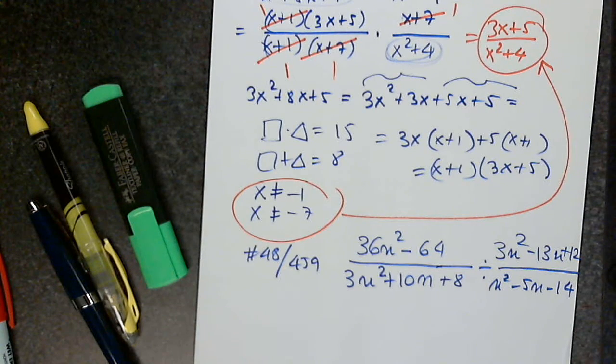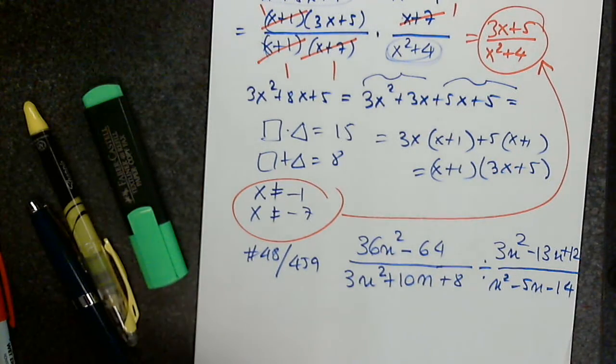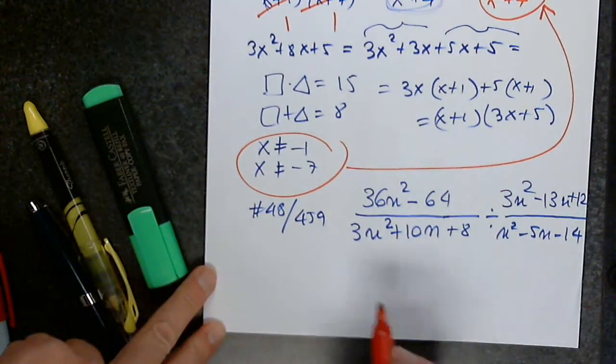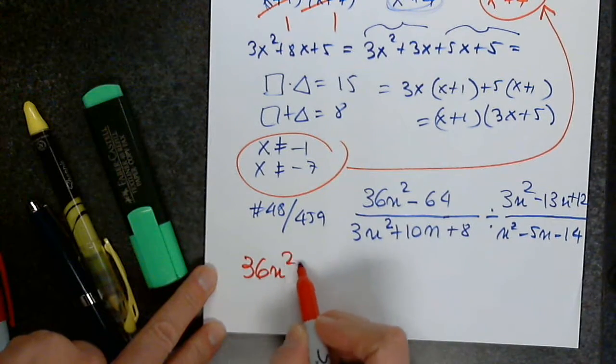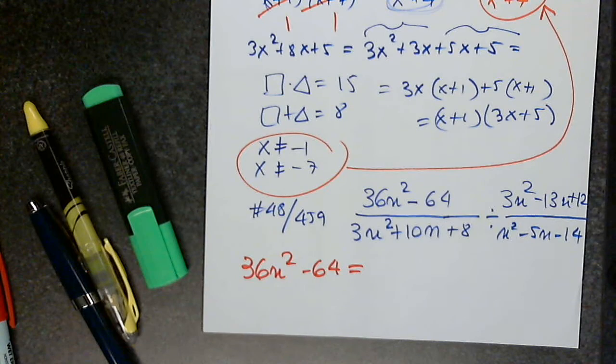Can anyone give us anything, any of this? Is it possible that one of them is a factor? It is possible. It's very possible. So let's talk about 36n squared minus 64. That's our first polynomial. Can anyone say anything about this one?